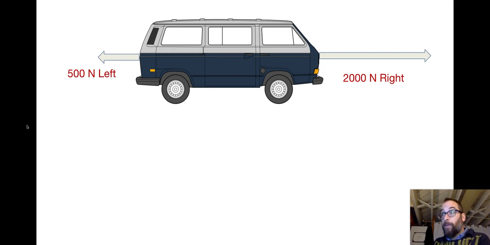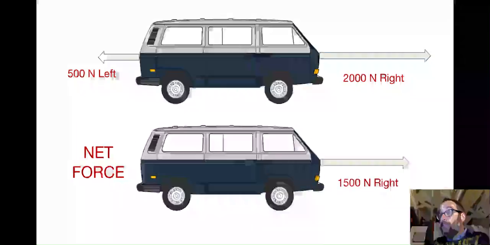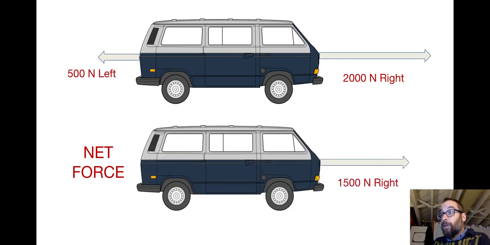So how do I figure that out? I take my big force, 2,000 newtons. I subtract my small force, 500 newtons. I get 1,500 newtons. That means there's 1,500 newtons of net force acting on the Vanagon to the right. And that, because it's an unbalanced force, not countered by another force, is going to change the motion of the car. It's going to accelerate it. It's going to speed it up. That's what the motors of cars do.